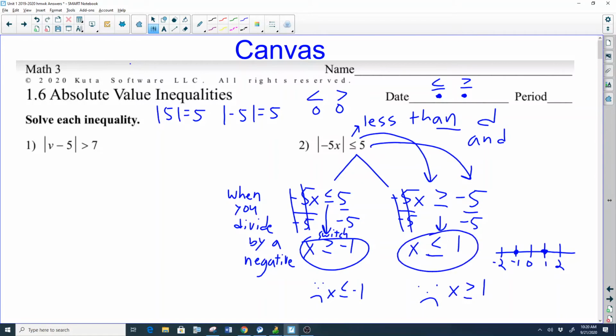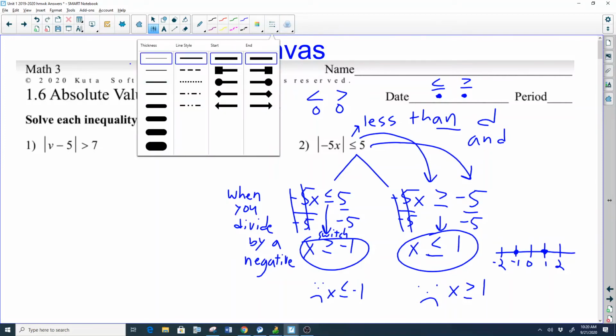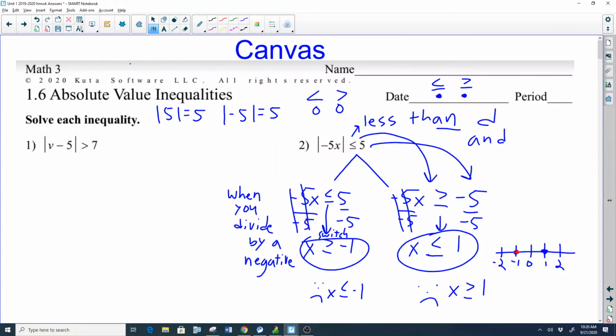And so, let's use a different color there. Let's go and do red. So we're filling it in because of the equal sign. Filling it in because of the equal sign. Good.